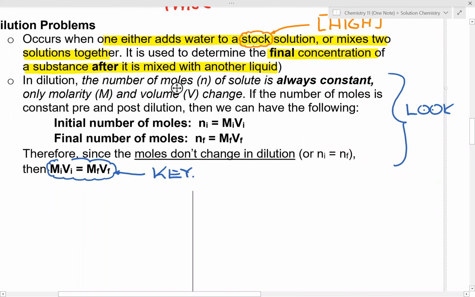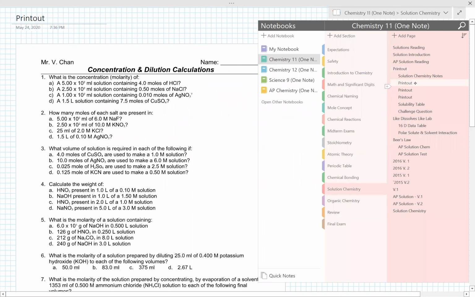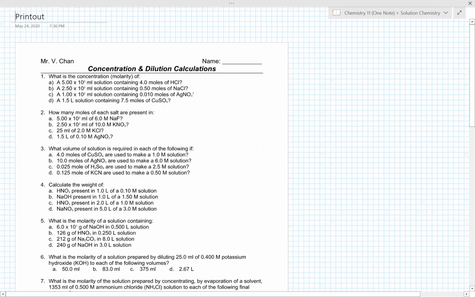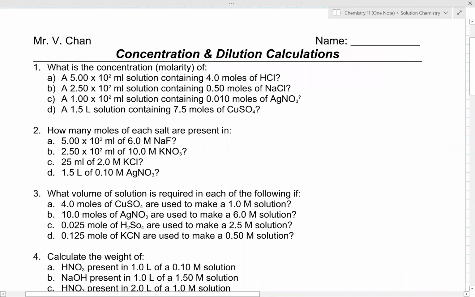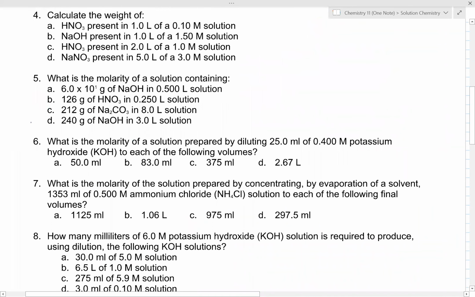Now, what I want to do is go over a couple of questions for you, just to hopefully see how things work. So I'm going to go over the concentration and dilution calculation worksheet, and I want to go over question number, let's say, question number 6B.